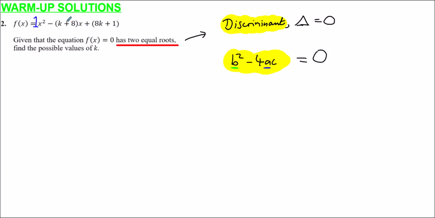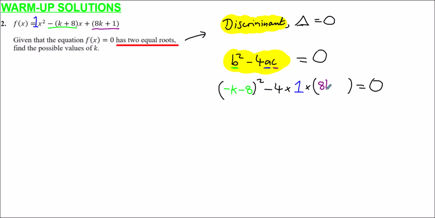The b term is the coefficient, the number or value in front of the x. So our b is minus (k plus 8) in brackets. Finally, the c is the constant term at the end. Our c is just 8k plus 1. So if we substitute these values in now, b squared is going to be minus k minus 8 all squared. Then minus 4 times a, which is 1, times c, which is 8k plus 1, equals 0.